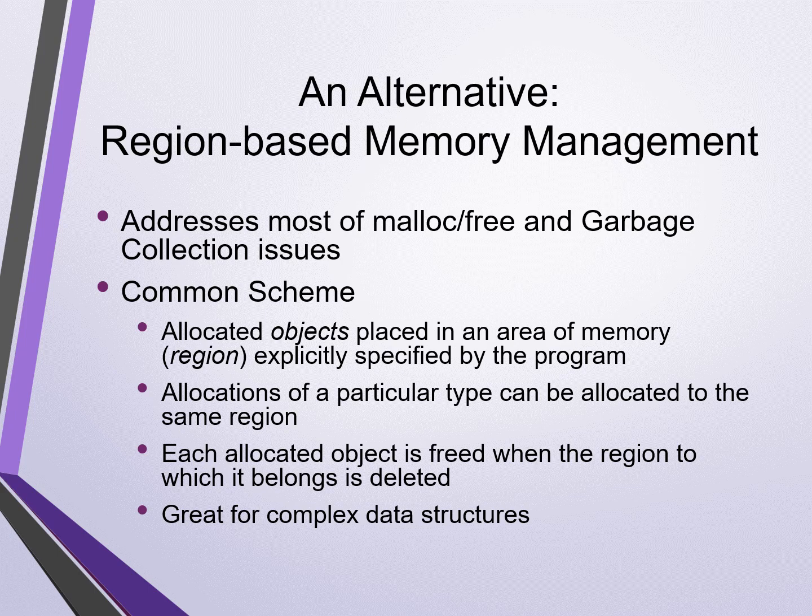An alternative approach is region-based memory management that addresses most of the malloc/free and garbage collection issues. In this scheme, allocated objects are explicitly placed in regions by the program. Memory is freed by destroying a region, freeing all objects within it. Gay and Aiken show that explicit regions are faster than the other two more common types, and on average consume less memory as well. This approach is also great for complex data structures.